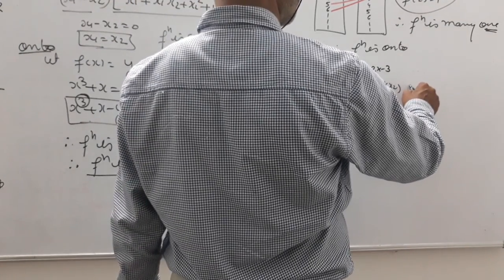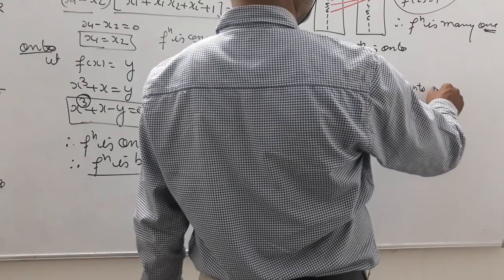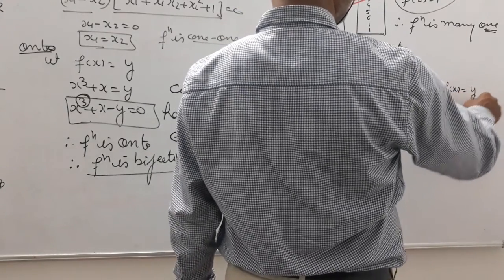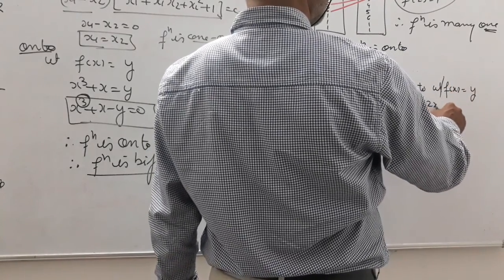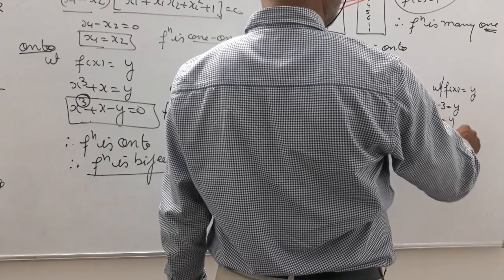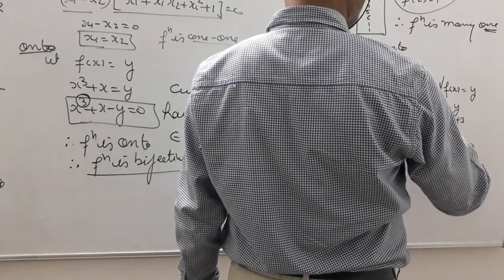For onto, how can we prove the function is onto? Let f(x) equals y. What is the value of f(x)? 2x minus 3 equals y. 2x equals y plus 3. x equals (y plus 3) by 2.